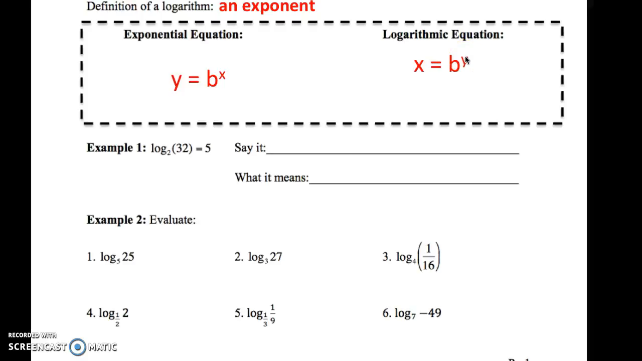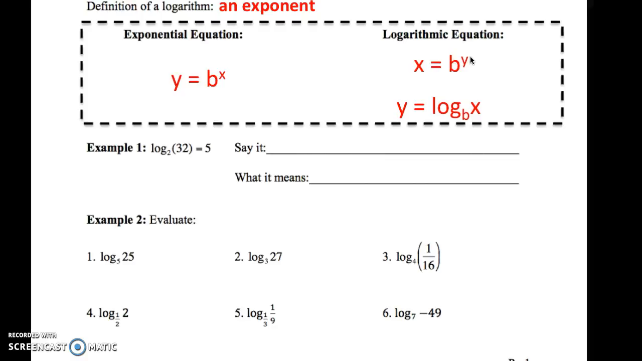This is more commonly written as y equals log base b of x. So a log is an exponent. The answer to a log is the exponent. The y here is the exponent.